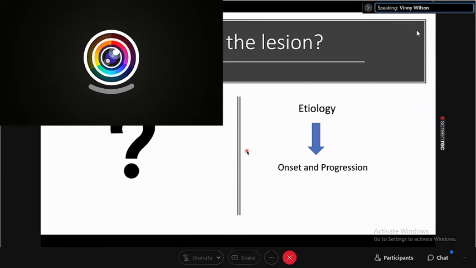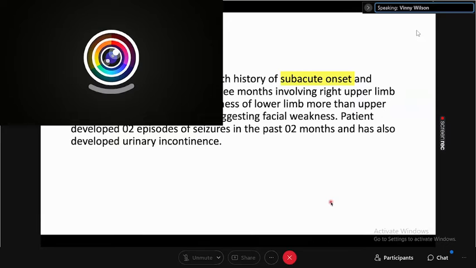Similarly, the third question, what is the lesion, refers to the etiology of the lesion, which can only be elicited from the onset and progression. So coming back to our case vignette, there are only two clues in this history that tell you the onset and progression. The patient had a subacute onset. It was not a sudden onset, it was not an abrupt onset, it was not an acute onset, it was a subacute onset, and it progressed. This hemiparesis progressed over a period of 3 months. So this is the onset and progression of our case vignette.